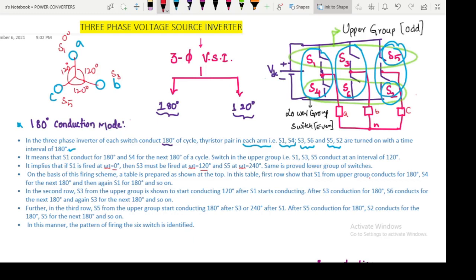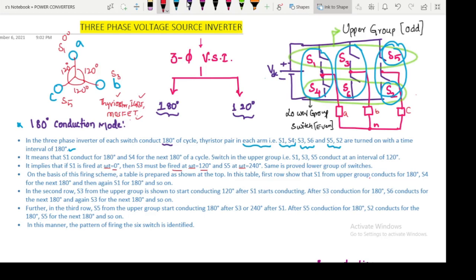Generally the switches are thyristors, or mostly IGBTs or MOSFETs. These are the switches we use practically. There is a process called gate firing, using which we can turn these switches on and off. They are given firing angles so that the switches will be turned on. That's why we have mentioned firing here. So when S1 is fired at 0 degrees, S3 will be fired at 120 degrees and S5 at 240 degrees, so that we get a three phase supply. This is what is going to happen.